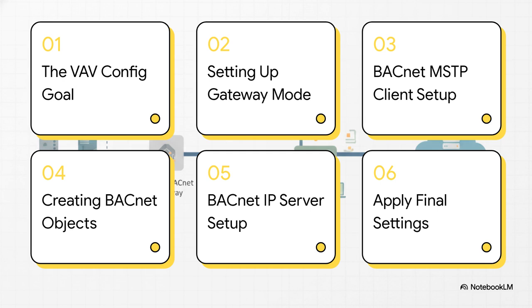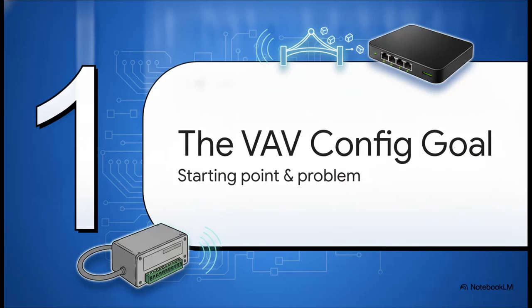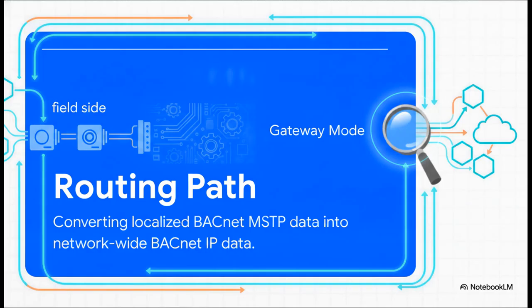Let's jump right in. Section 1, the VAV configuration goal. Let's establish exactly what problem we're solving today. Okay, so the core of what the NewroCon device does here is operate in gateway mode. You can think of gateway mode as a universal translator. We're actively converting data between totally different protocols.